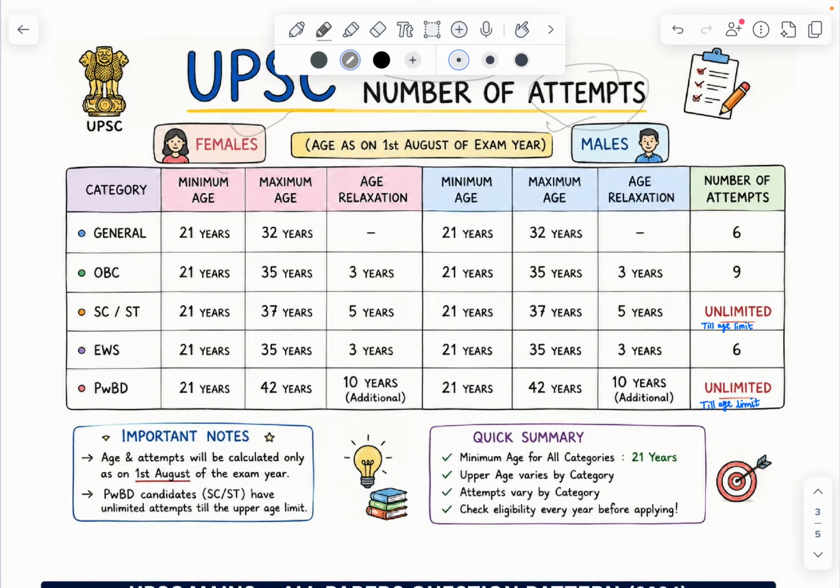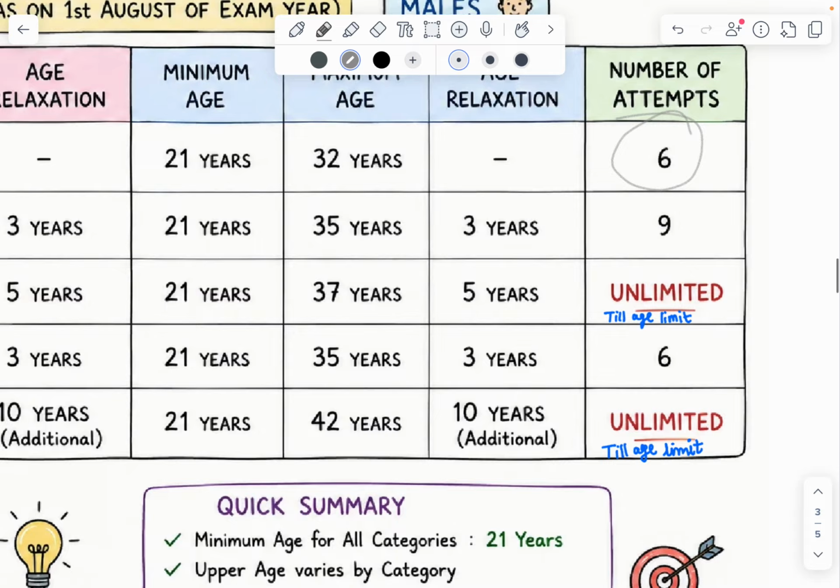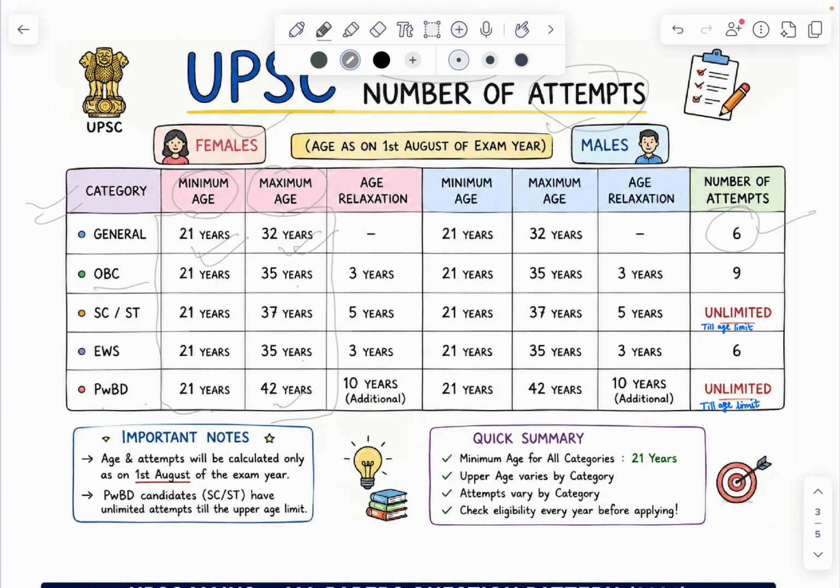Now the age limits and attempts. For females and males they are the same. For attempting the exam, the minimum age for both male and female is 21 years. For general, the maximum is 32 years, and attempts only 6. The minimum age is equal for everyone, but the maximum age differs category-wise: general 32, OBC 35 years, SC ST 37, EWS 35, and PWBD 42 years. Number of attempts: general 6, OBC 9, and SC ST unlimited till the age limit, which means till 37 years you can continue to give, EWS 6 attempts, and PWBD again unlimited till the age limit of 42 years.